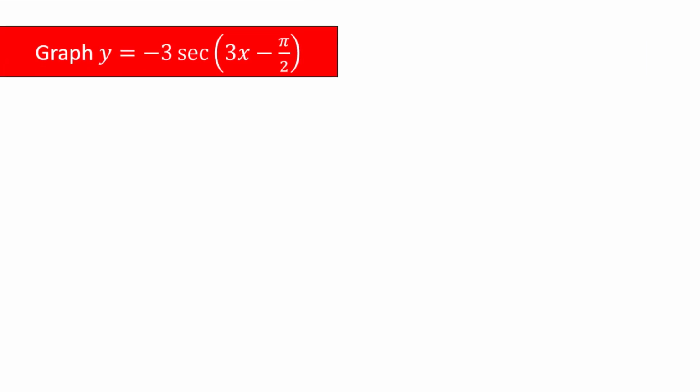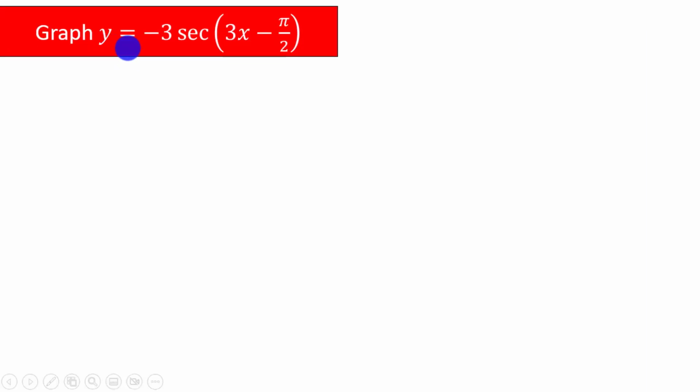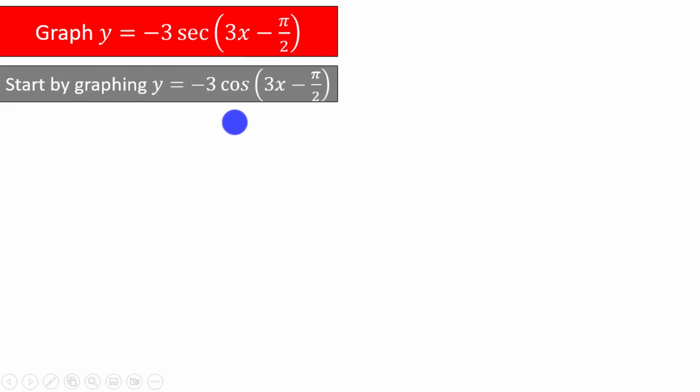Let's try one more problem. We are asked to graph y equals negative 3 times secant of 3x minus pi over 2. Let's start by graphing the corresponding reciprocal function, which is y equals negative 3 times the cosine of 3x minus pi over 2. Remember that when you have both a change in period, indicated by a value multiplying x, and a phase shift, indicated by a number that is either added or subtracted on the inside of the argument, you must factor out the value on x to correctly identify the phase shift.